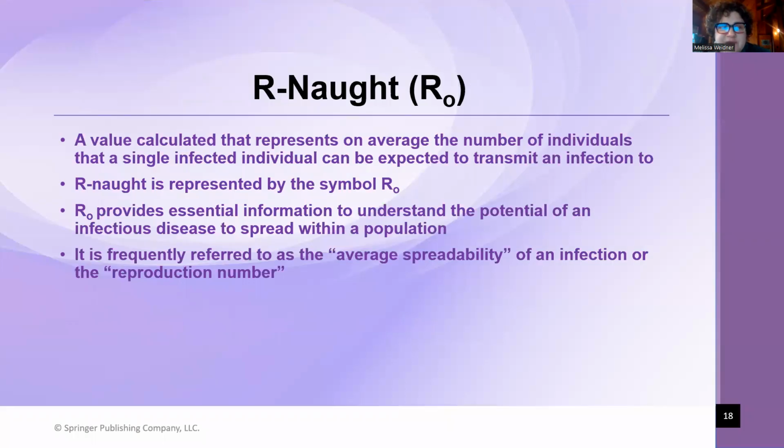The R naught, it's called, is a value that is calculated that represents the average number of individuals that a single infected person can be expected to transmit the infection to. That is the symbol that it is represented by, and the R naught is essential because it provides information to understanding the potential of an infected person to spread the disease within a population. It is sometimes referred to as the average spreadability of an infection or the reproduction number.